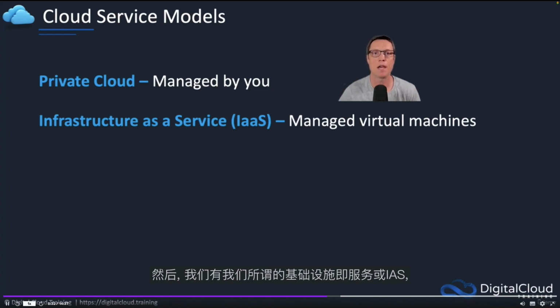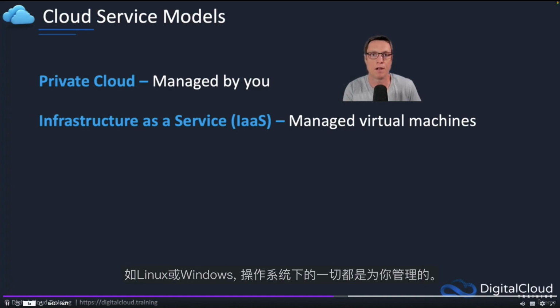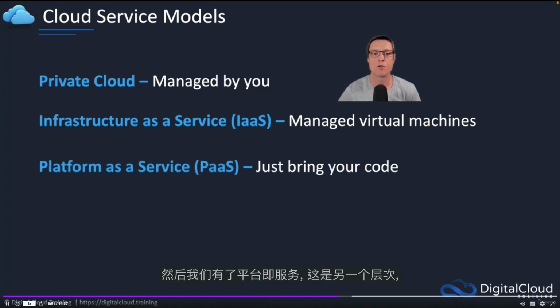Then we have what we call infrastructure as a service, or IaaS. This is where essentially you have managed virtual machines. So if you understand virtualization, essentially it just means that you have virtual servers running an operating system like Linux or Windows, and everything underneath that operating system is managed for you. Then we've got platform as a service, which is another level up. It means less overhead for you in terms of management. Now you just bring your code.